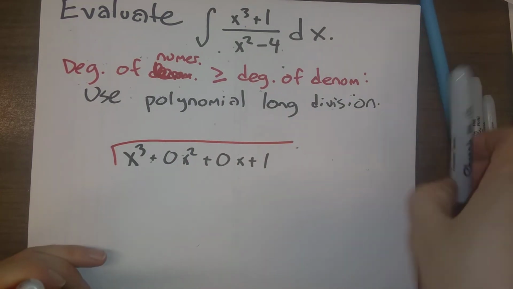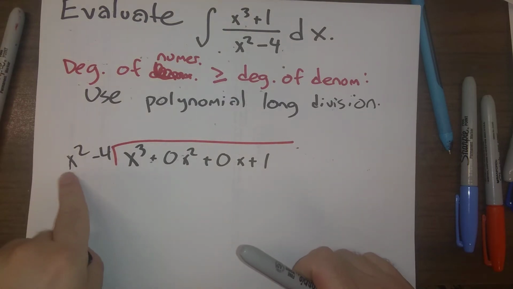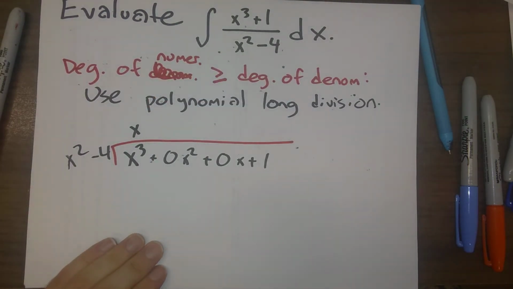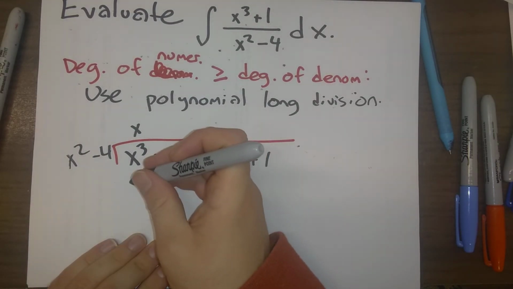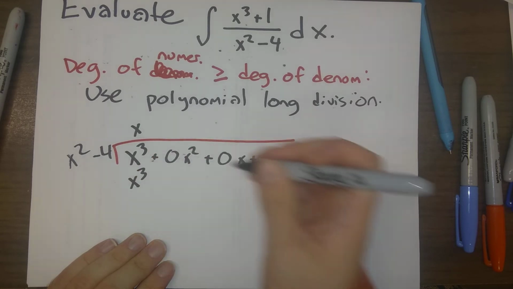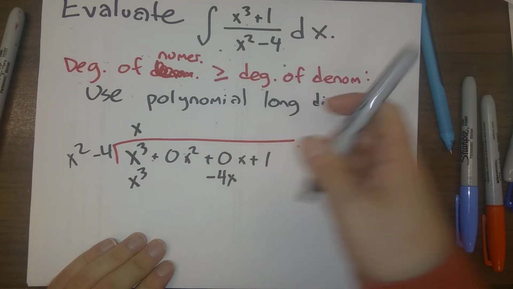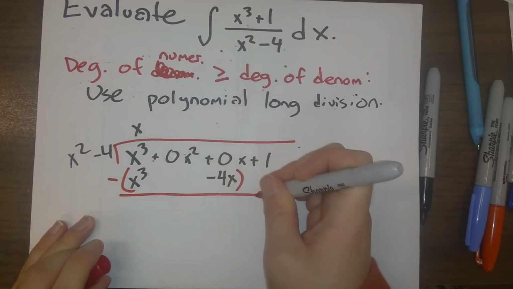And we're dividing that by x squared minus 4. How many times does this go into x cubed? Well, we get a factor x up there. x times x squared minus 4 is x cubed minus 4x. And we are subtracting that.